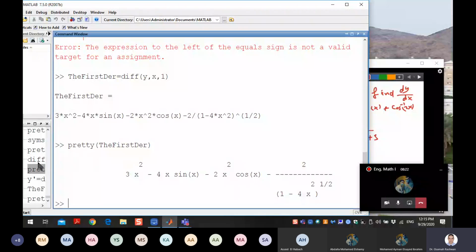I would like to have the second derivative. I will use the same command as for the first derivative, but change this one into 2. And instead of the first, okay, I change it into the second. And this one I call the second.